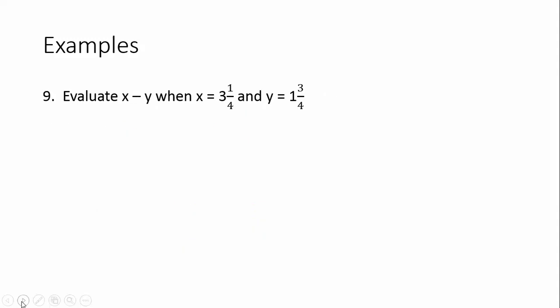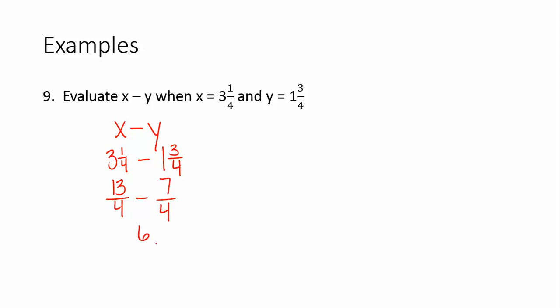Number 9, I'm asking you to evaluate an expression, x minus y, and I'm telling you that x is 3 1/4 and y is 1 3/4. So in order to do x minus y, we're going to substitute in 3 1/4 for x and 1 3/4 for y. We want to candy cane, so that's 13 over 4 minus 7 over 4. 13 minus 7 is 6/4. We want to divide top and bottom by 2, and we get 3/2, or 3 over 2.